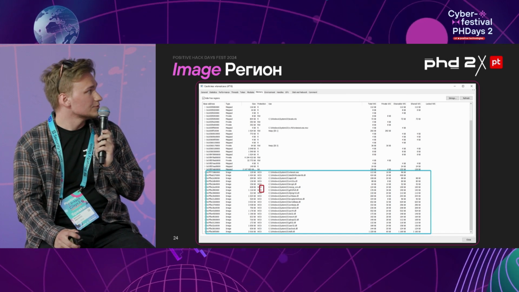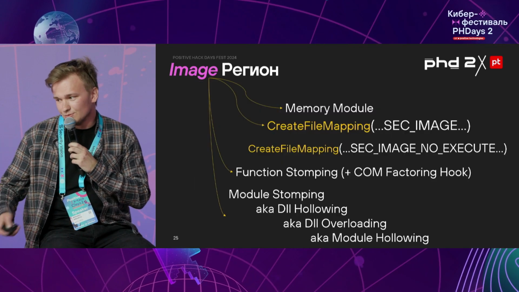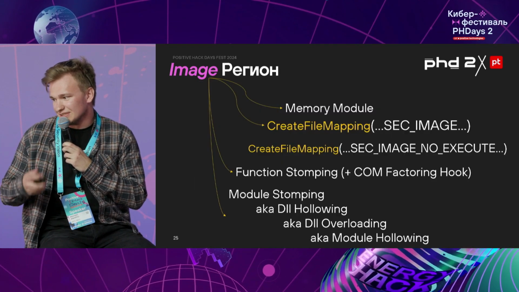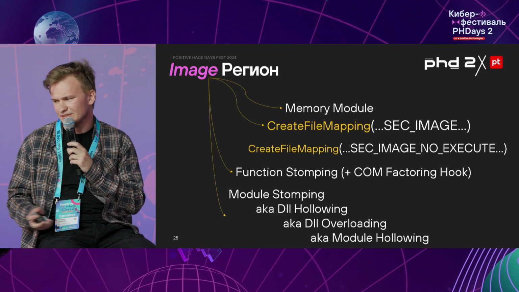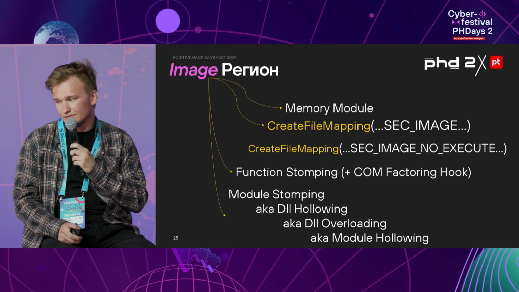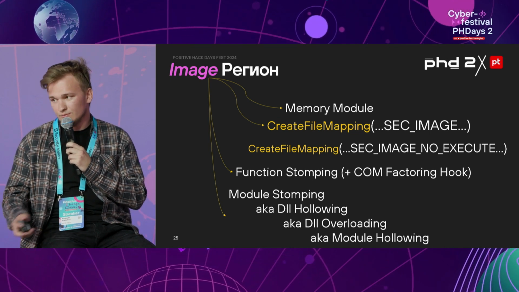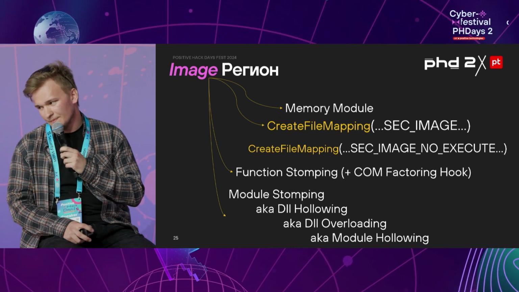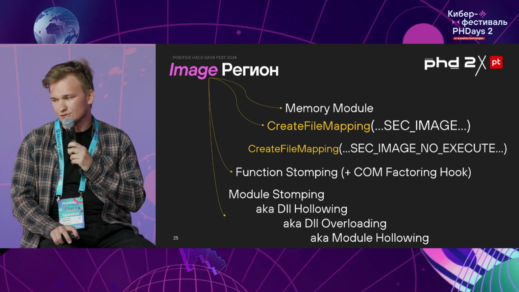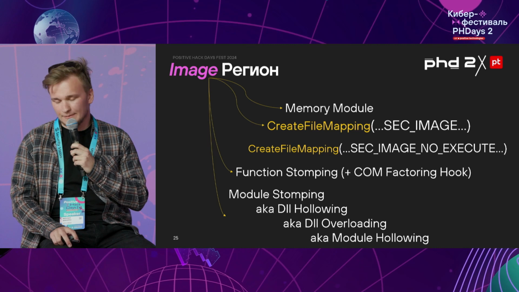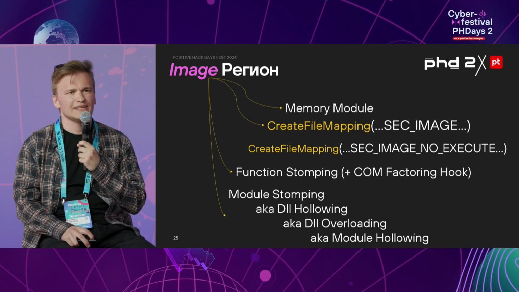So we need executable memory for our shellcode. So we need to make it to this region. How are we going to do it? There are many interesting and unusual ways for this. And the simplest one is to call CreateFileMapping. Then we have some attacks. Then we can use another file through file mapping, and we can also use function stomping.